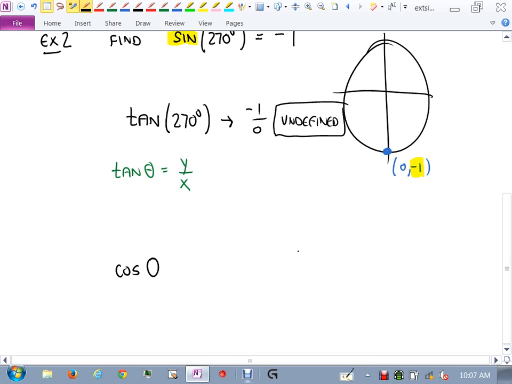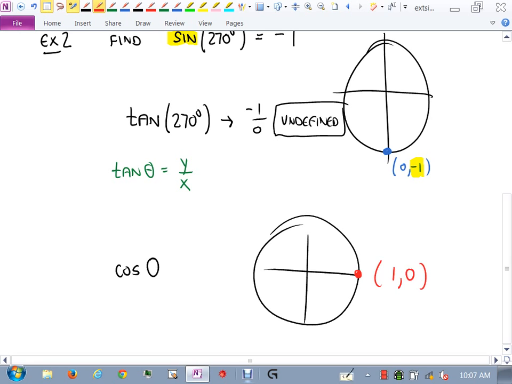Cosine of 0 degrees, where's your angle? 0 is directly to the right. That's the point (1, 0), right? Cosine is which one of those numbers? The x, right? The 1. So cosine of 0 is 1. What's sine of 0? It's the other coordinate, right? So cosine of 0 is 1, sine of 0 is 0.